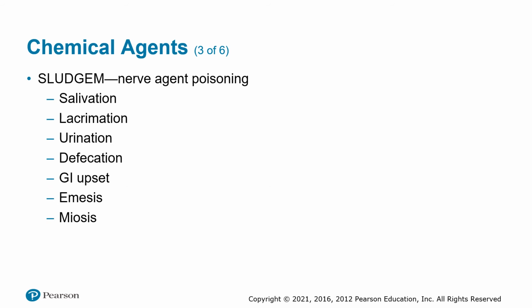Nerve agent poisonings. There are some nerve agents out there that could be used, and we use the SLUDGEM mnemonic to tell us the signs and symptoms of a nerve agent poisoning. So salivation, lacrimation, which is increased crying or tears, urination, defecation, GI upset, emesis, and miosis. Miosis is the sweating.